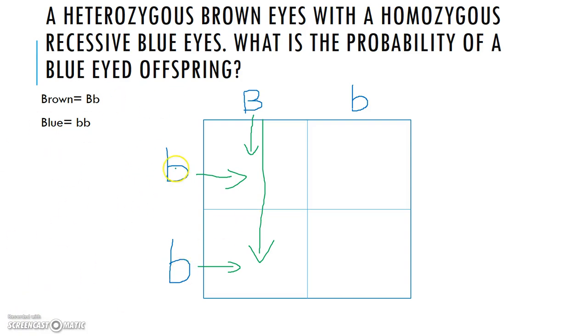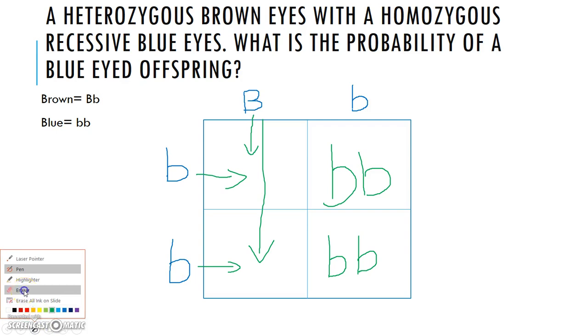So if we try it over here, I'm not going to fully complete this square, but that's alright. So we have a lowercase b and a lowercase b. So in this box we're going to write a lowercase b and a lowercase b. So we have a homozygous recessive. Down here we're going to have the same thing. So we have a lowercase b up here and a lowercase b over here. So we put them together in this box. Lowercase b, lowercase b.